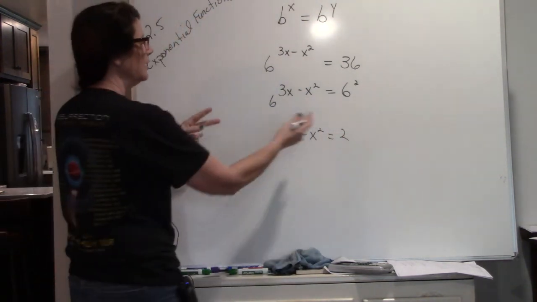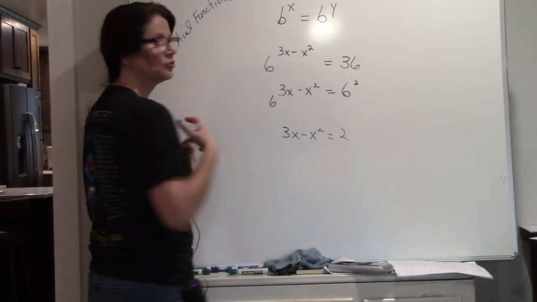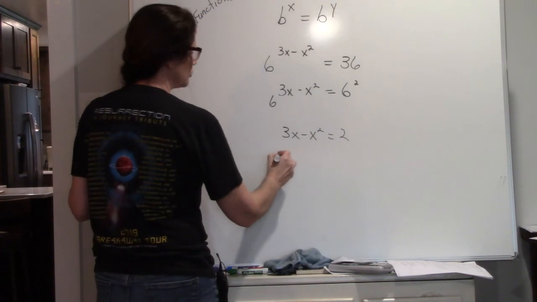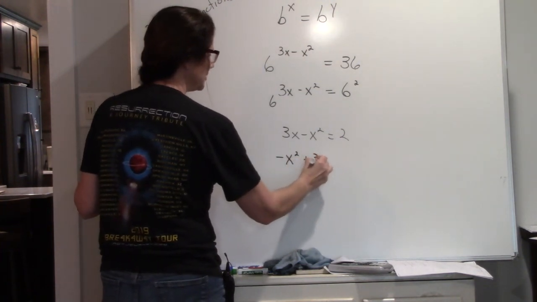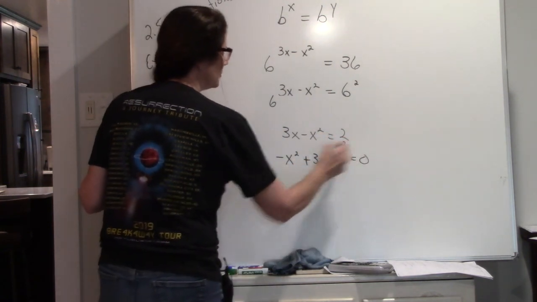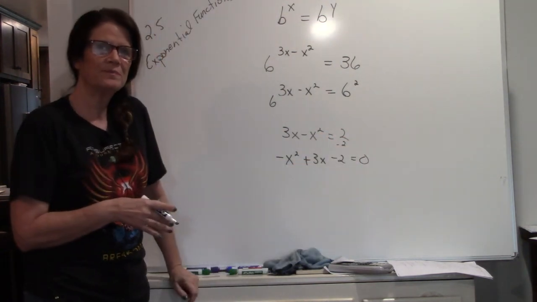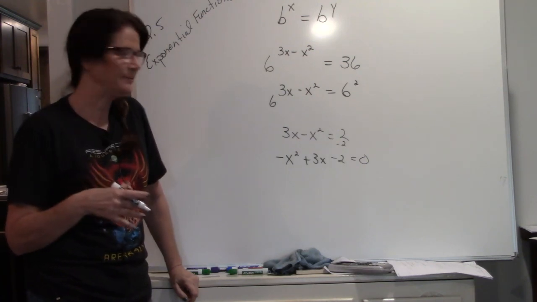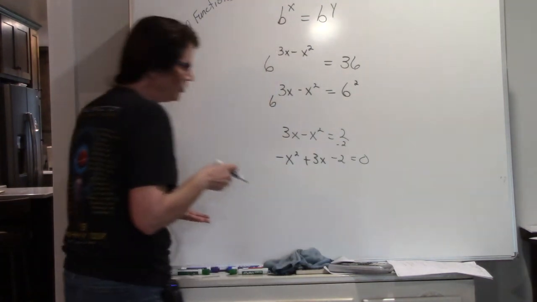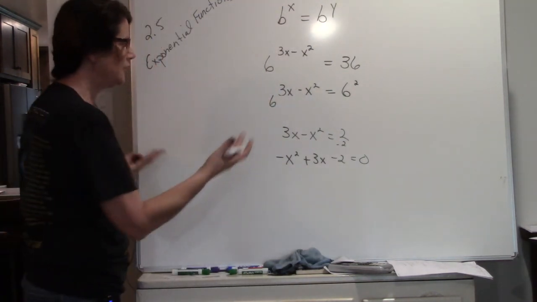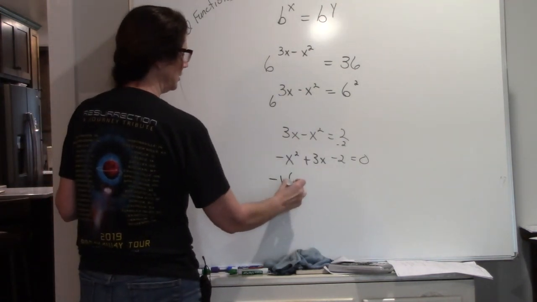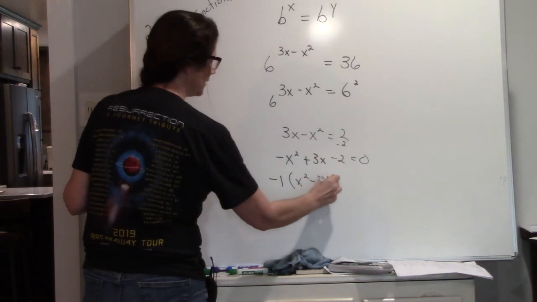Okay? So now I have a situation. I'm still trying to find out what x is. All right? I have an x squared. So I have negative x squared plus 3x, and I'm going to bring this 2 over as a minus 2. Remember, we want to set it to 0, and then we're going to factor it. Now, you can use the quadratic formula, or you can try to factor. In this case, we can actually factor. I can factor out a negative 1, and I get x squared minus 3x plus 2.